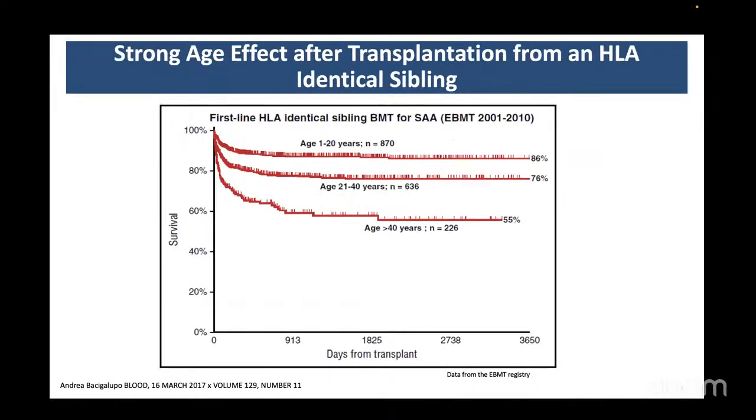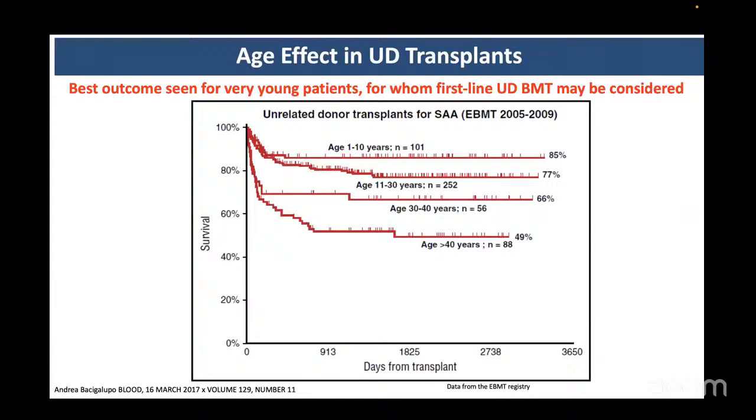Yes, the same thing. Strong age effect after transplantation from an HLA identical sibling. So we can see the survival has improved from 55% to 86% for those patients who have had a matched related donor transplant as first line. So it's a very satisfactory response. 86% is an excellent response rate. Best outcomes are seen for very young patients for whom first-line matched donor BMT may be considered. So yes, the sky is the limit now for newly diagnosed severe aplastic anemia patients.